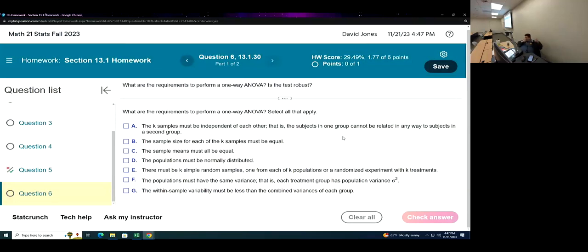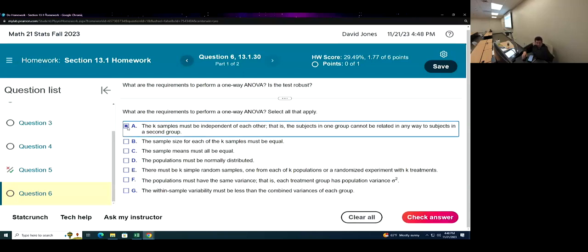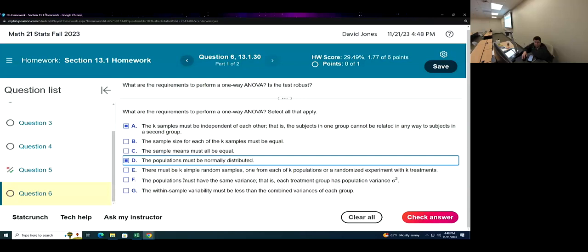What are the requirements to perform a one-way ANOVA? Samples should be independent. Sample sizes do not need to be the same. Sample means do not need to be equal. The population should be normally distributed. There should be k simple random samples, one from each population.